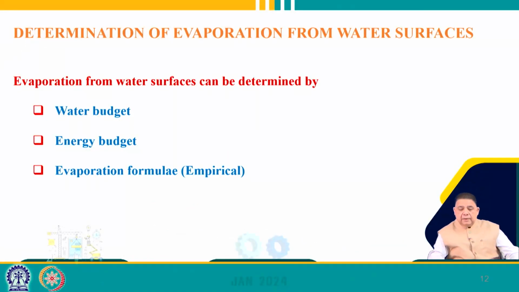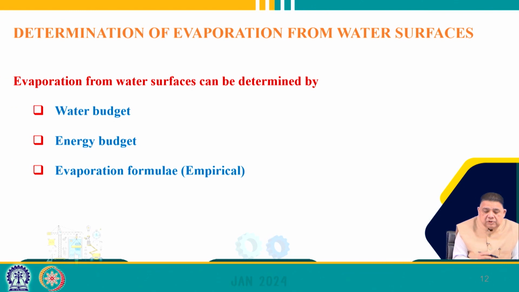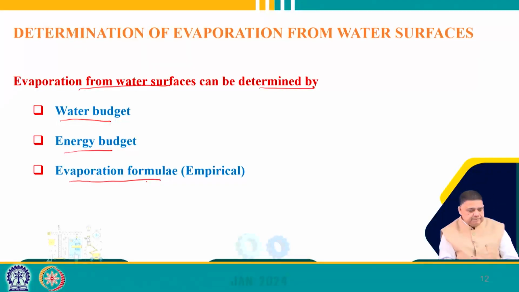Now, let us go into determining evaporation from the water body. Up till now we were talking about the measurement. Now, we also have indirect ways of determining the evaporation from water surfaces, and that is what we get into. So, let us talk about that. Evaporation from water surfaces can be determined in different ways, that is, using water budget or energy budget, or using empirical evaporation formulae, and we will see a few of them here.